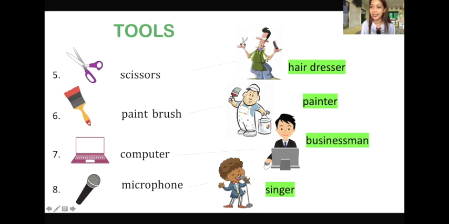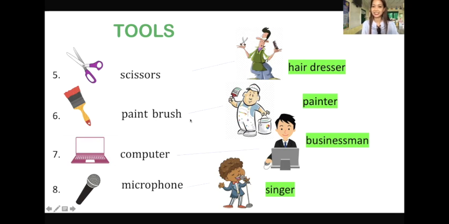Next one, we have number eight. So this is the last number. We have singer. Singer. Okay, one more time. Who is he? He is a hairdresser. A hairdresser uses scissors. Number six, who is he? He is a painter. Painter. A painter uses a paintbrush.